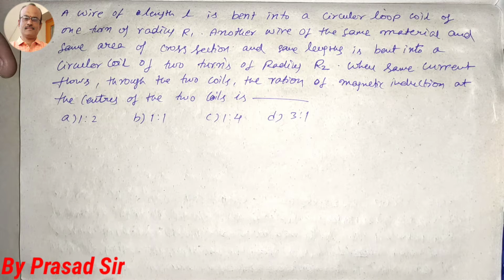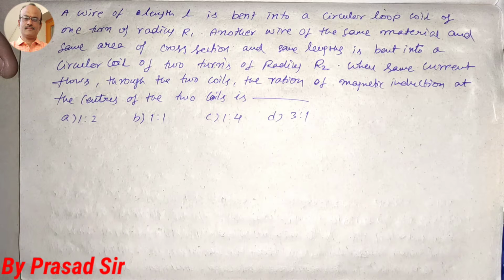Now the question number 34. A wire of length L is bent into a circular loop coil of one turn of radius R1. Another wire of same material and same area of cross section and same length is bent into a circular coil of 2 turns of radius R2. When same current flows through the 2 coils, the ratio of magnetic induction at the centers of the 2 coils is how much?